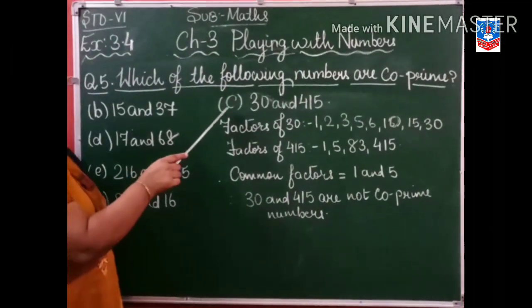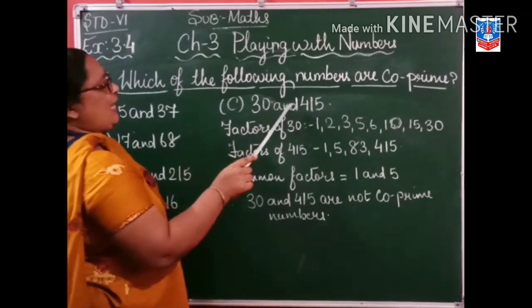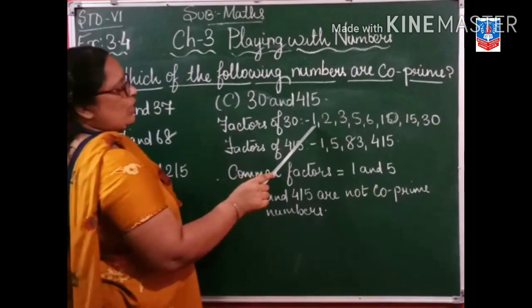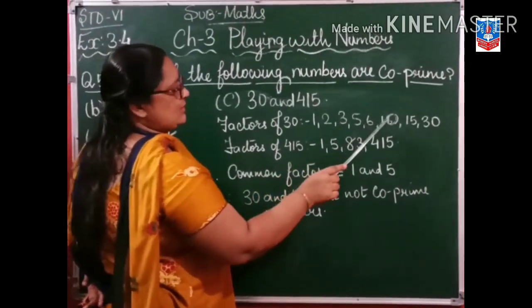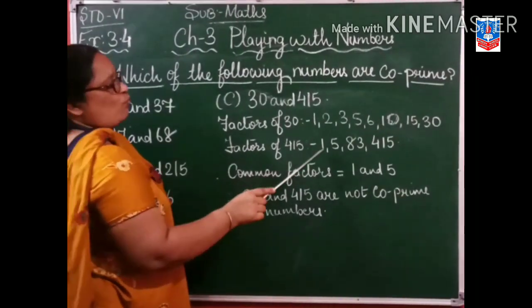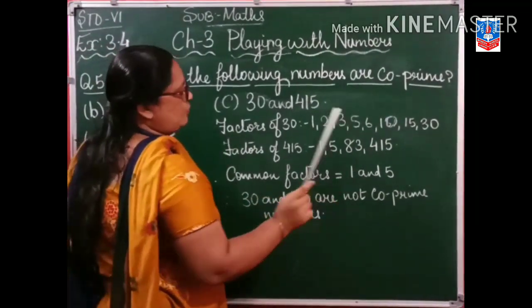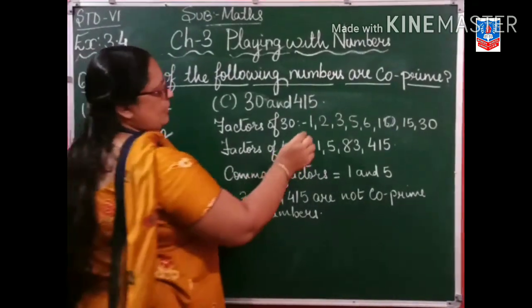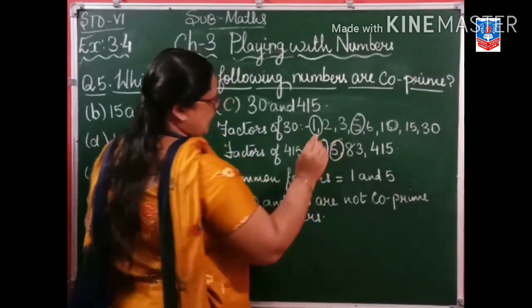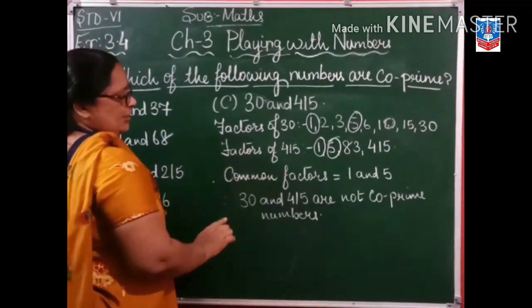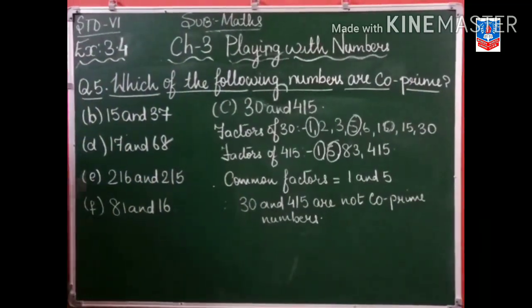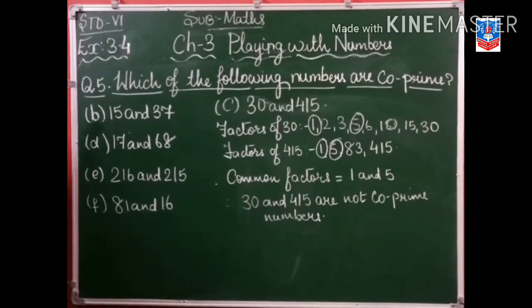Let us do first sum C. 30 and 415. Factors of 30: 1, 2, 3, 5, 6, 10, 15 and 30. Factors of 415: 1, 5, 83 and 415. Now common factors are 1 and 5. That means 30 and 415 are not co-prime numbers. Now B, D, E, F. This is your homework.